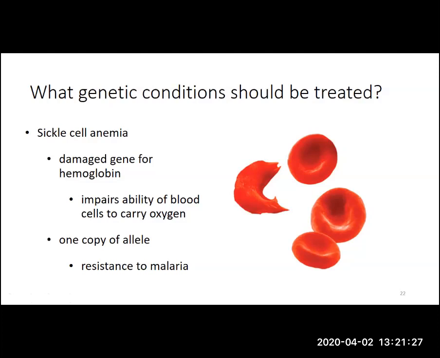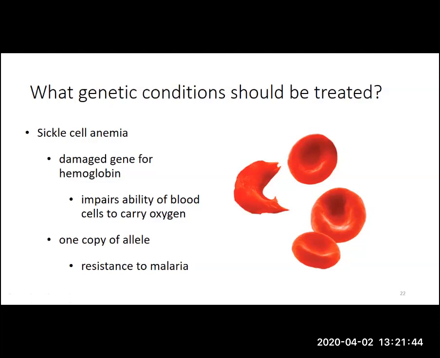And so this is a prime target for going through and correcting it. It's a gene that we've understood for a long period of time. It's a single amino acid change. So in theory, we could go in with CRISPR and target this very easily.